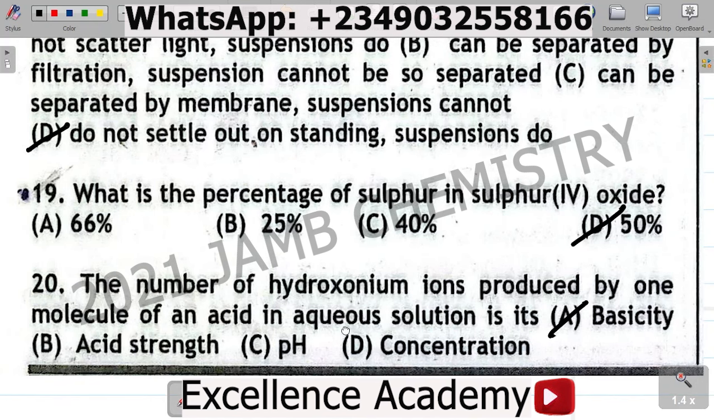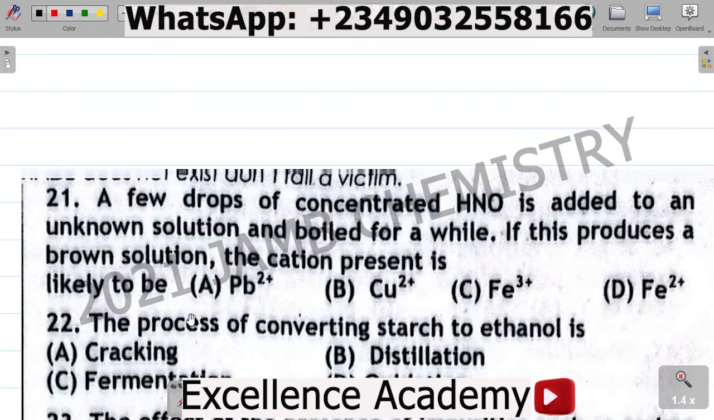All right, so as usual, I'll leave out one question for you to try, and that's question 21. Question 21 here says a few drops of concentrated hydrogen trioxynitrate acid is added to an unknown solution and boiled for a while. If this produces a brown solution, the cation ion present is likely to be A. Lead 2 ion, B. Copper 2 ion, C. Iron 3 ion, D. Iron 2 ion. So what is the correct answer to this question? Leave your answer in the comment section and I will tell you if you're correct or not.